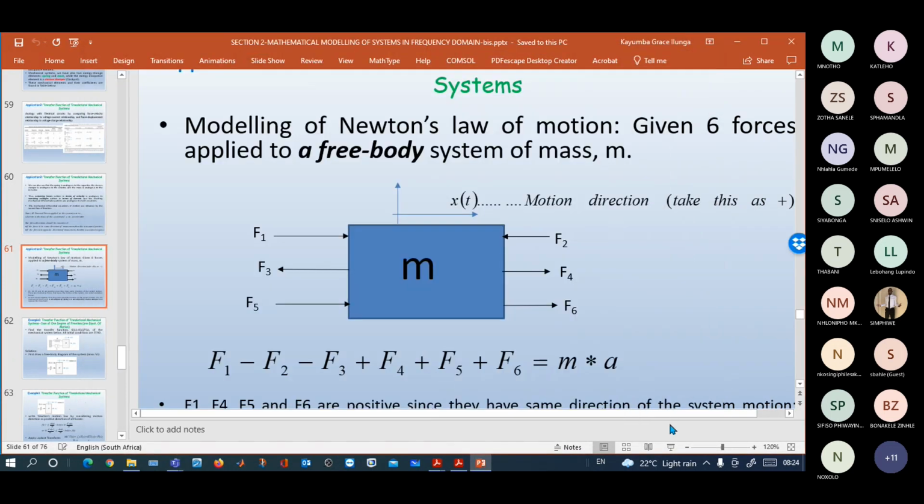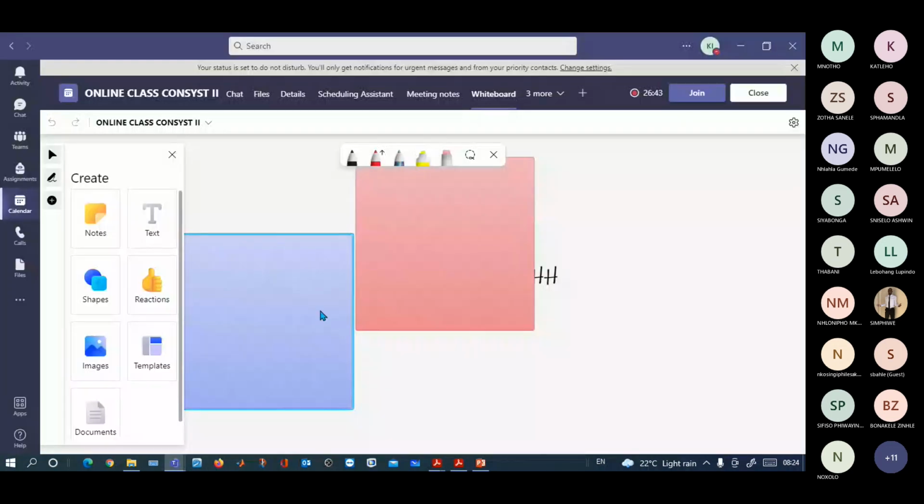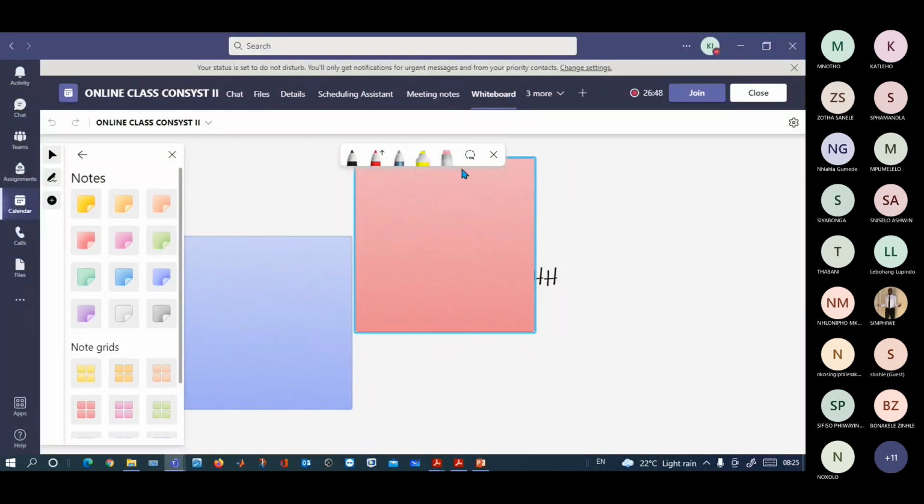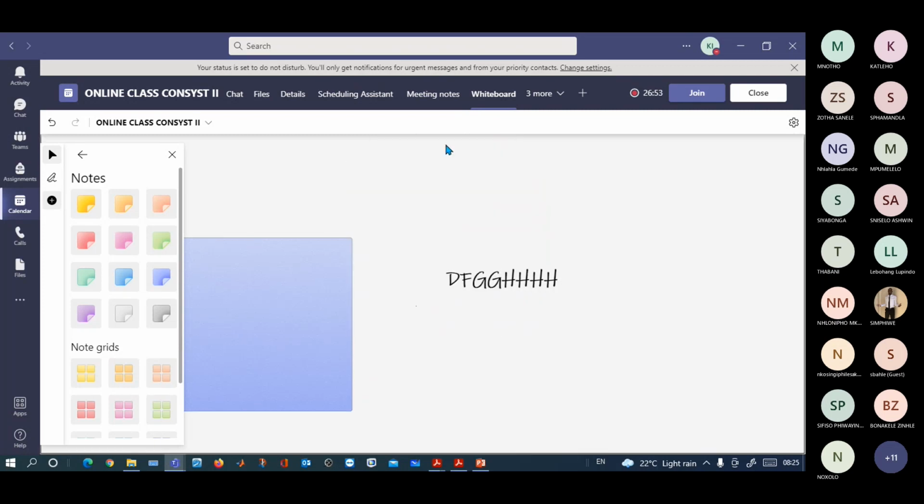Okay, so we have this free body diagram. Now let me get another example here, because in this one you can see the forces are already there, and they have given the equations already. So let's go to this whiteboard. I don't know what is happening. Okay, we can delete this one.